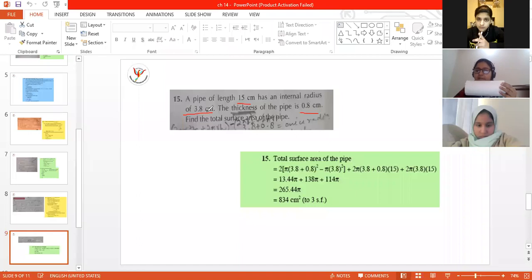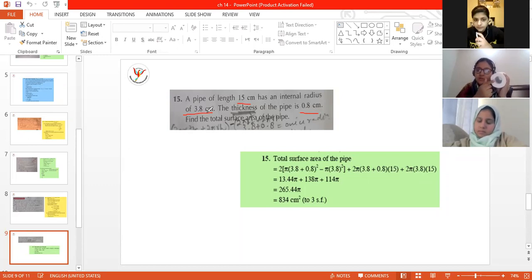Has an internal radius of 3.8 centimeter. But if you can see, this is a hollow shaped pipe, you can clearly see from one end to the other end. Now the internal radius. There are two radii, one is this one and one is this one. This is the thickness and this is the radius. The internal radius is 3.8 centimeter, and the thickness of the pipe is 0.8 centimeter.